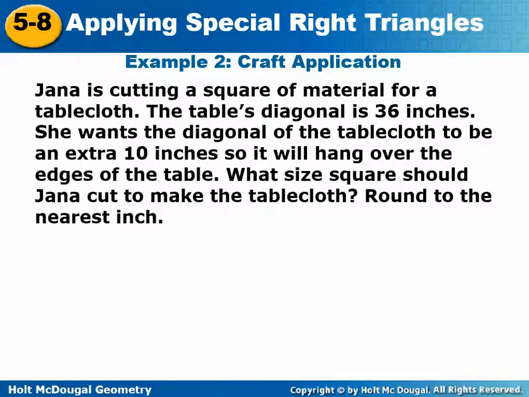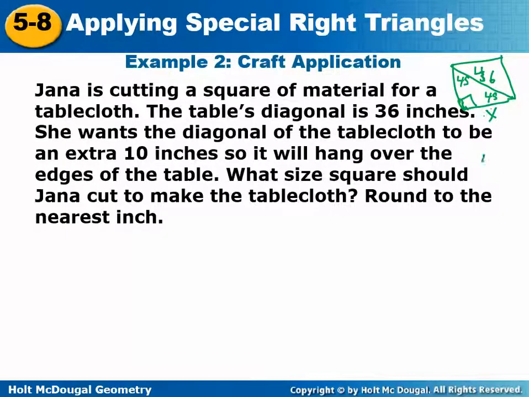Okay, this is just an application. It's a square. Okay, draw a picture. Got a square. Every angle is a right angle. And the diagonal is 36. If you take a square and draw the diagonal, you created a 45-45-90 right triangle. She wants the diagonal of the tablecloth to be an extra 10 inches, so it'll hang over the edges. So instead of 36, we're going to change this to 46. Now what we are looking for is what is x.